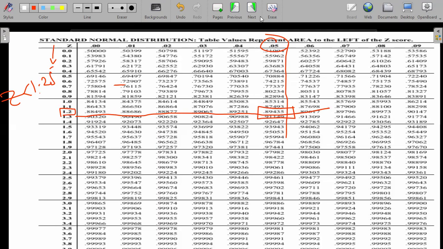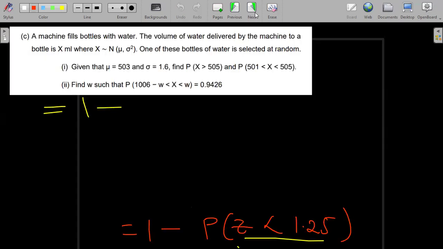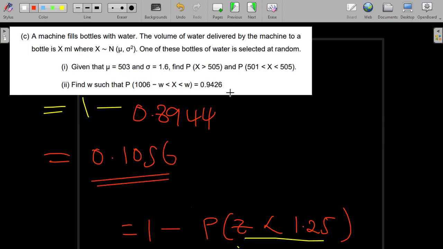So we can round it off. We can say 0.8944. So this will be 0.8944. So subtract, we're going to get 0.1056. So this is the probability that x is greater than 505. Okay. All right, let's look at the other one.